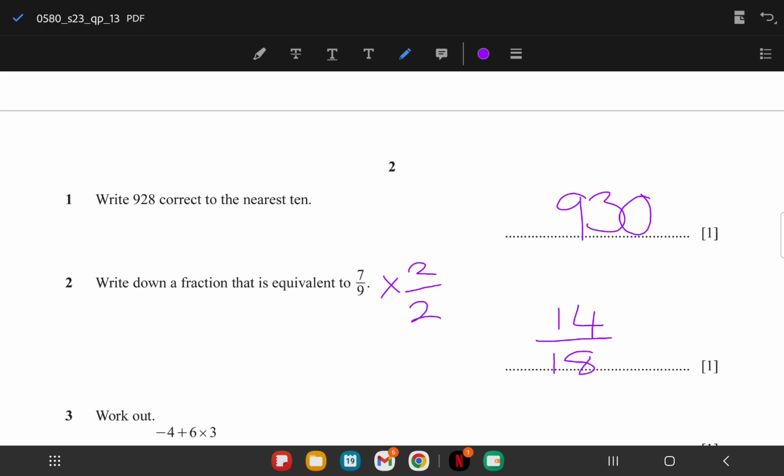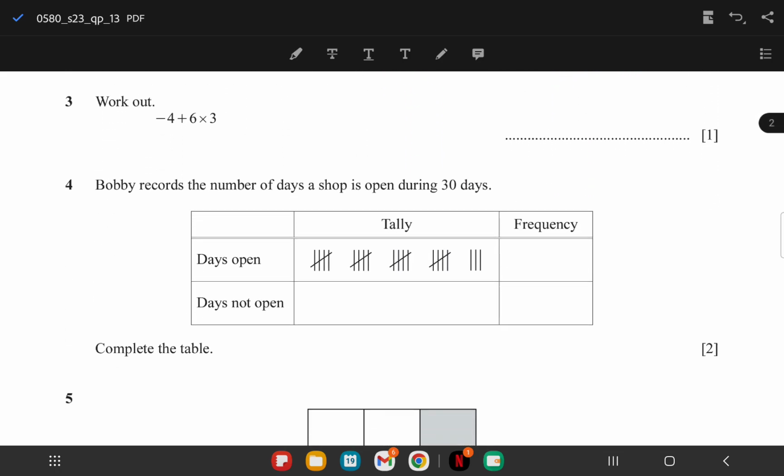You may be wondering why I chose 2 over 2 or 3 over 3 or 4 over 4. Simply because if I divide 2 by 2, it gives me 1. So it doesn't change the value of my fraction. I hope that's clear. Right, on to the next one.